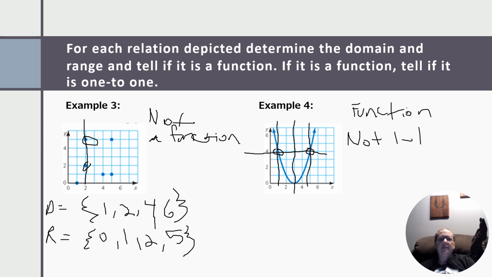But as you can see, this graph just keeps going and going. It means this thing never ends on the left and never ends on the right. So that means the domain is all real numbers. Now you can write that in a couple ways. You can just write all reals.